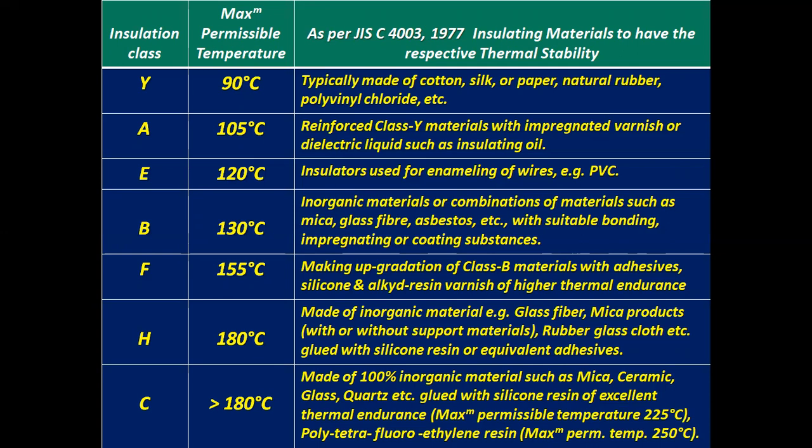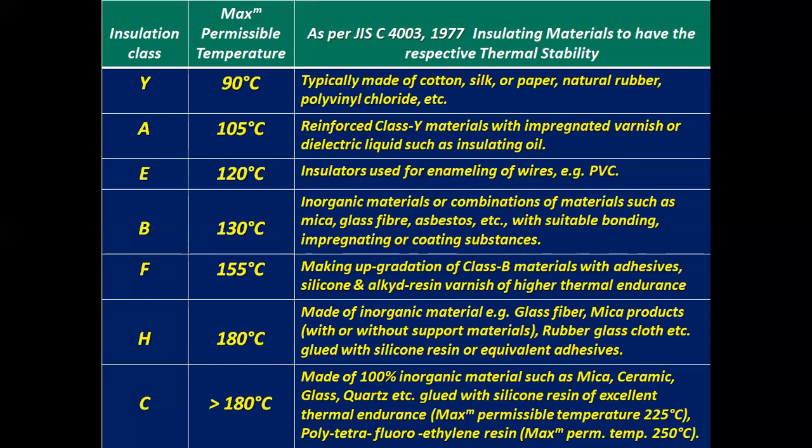Class E, 120 degrees centigrade maximum permissible temperature: insulators used for enameling of wires, for example, PVC. Class B, 130 degrees centigrade maximum permissible temperature: inorganic materials or combinations of materials such as mica, glass fiber, asbestos, etc. with suitable bonding, impregnating or coating substances.